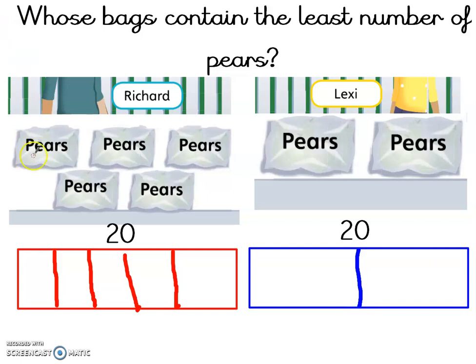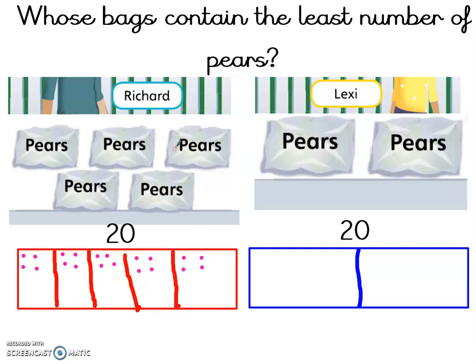So now I'm going to divide my 20 pears for Richard into 5 bags. I've used 5 pears so far, 1 in each bag. I've used 10 pears so far, 2 in each bag. 15 pears and 3 in each bag. And now 20, and there's 4 in each bag.